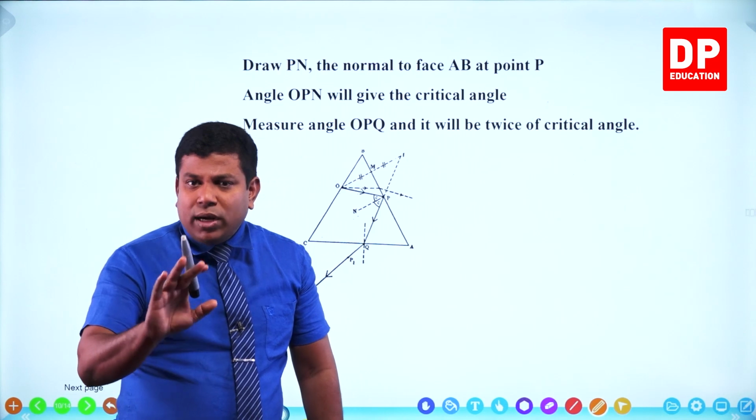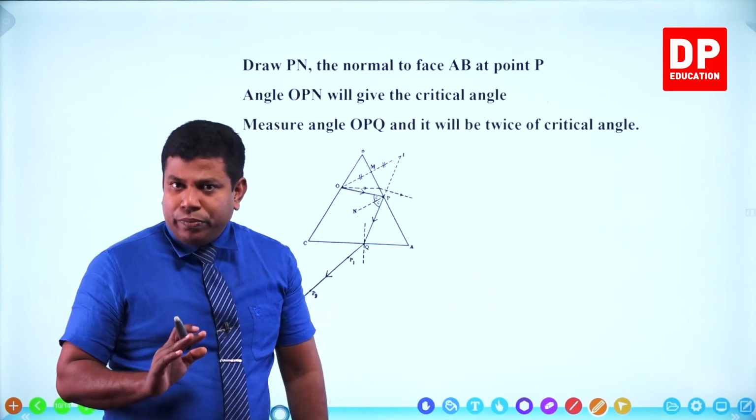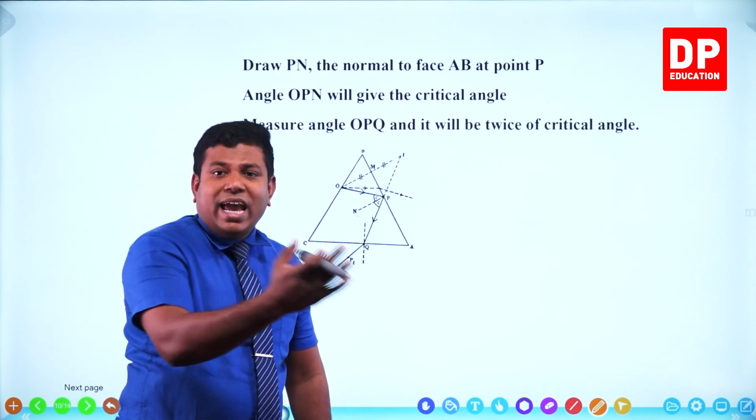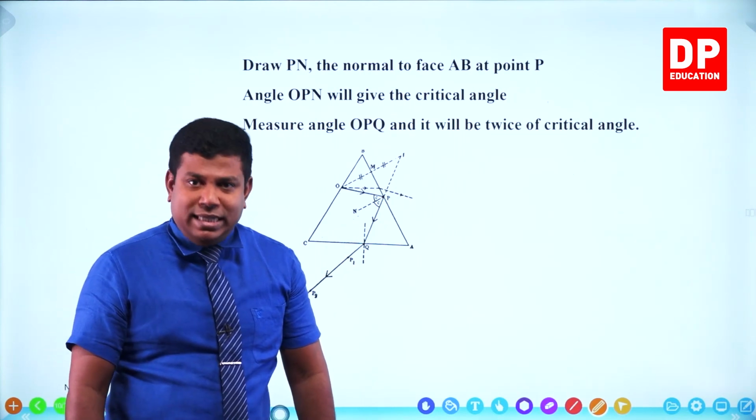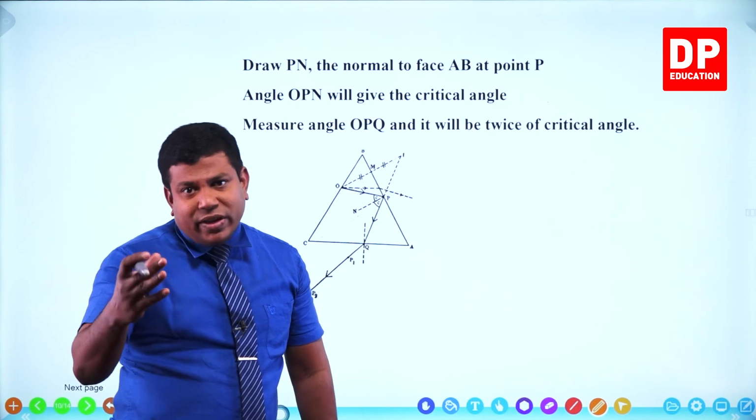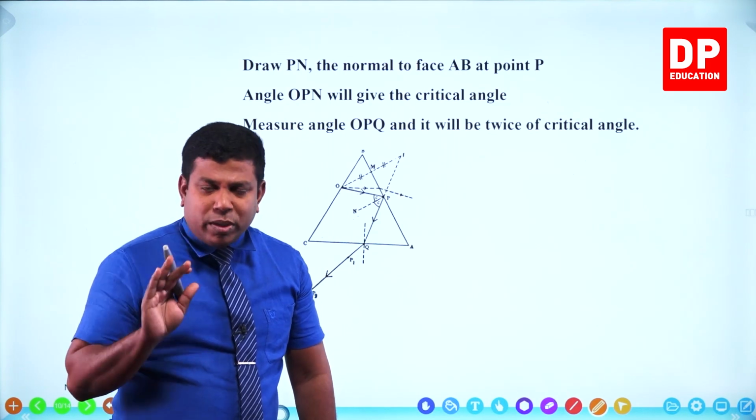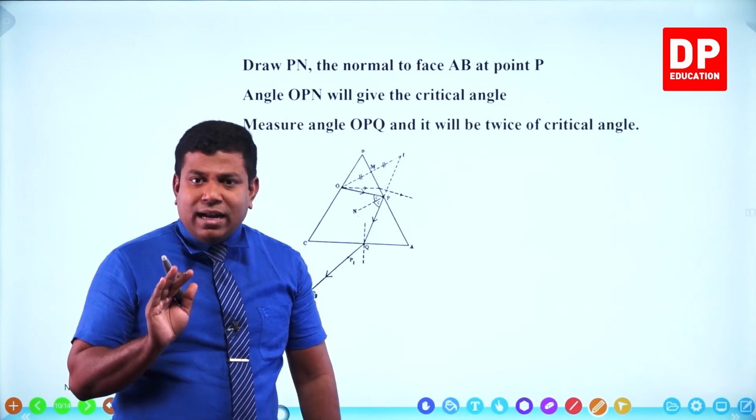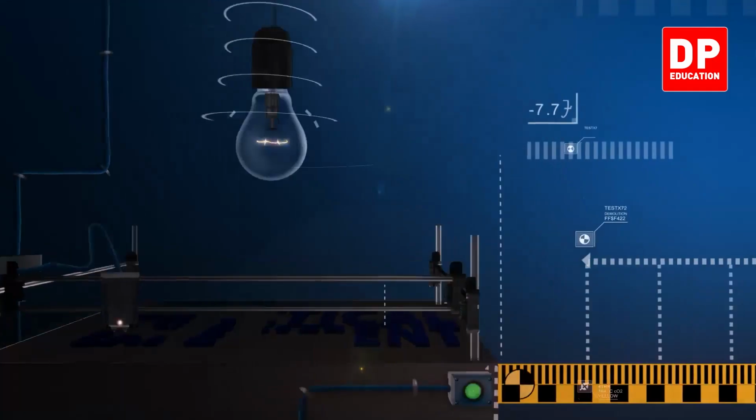Clear? This is the experiment we are going to do. Right? Once we get the critical angle, then n equals 1 over sin c. n is the refractive index of glass, that equals 1 over sin c. That will be easy. Shall we do the experiment now? Get the critical angle and see what n we are getting.